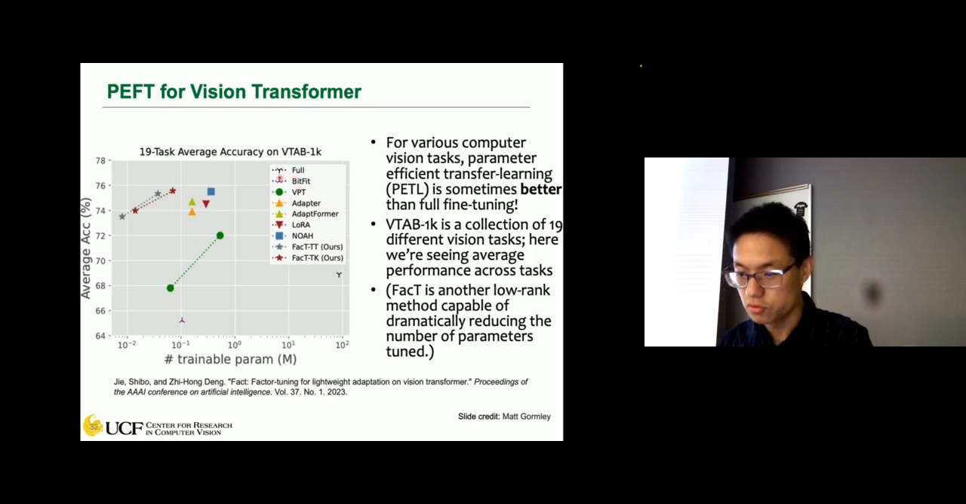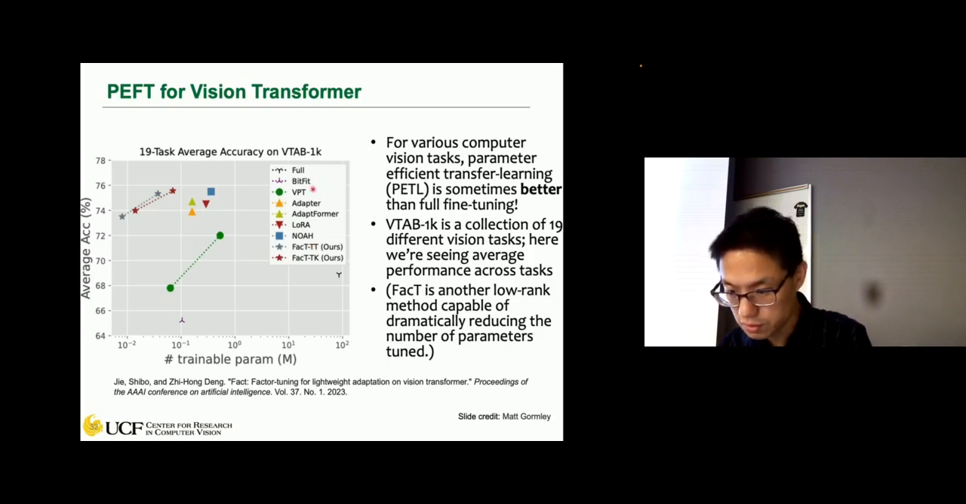Let's use full fine-tuning as a reference. It's down here. You have the highest number of tunable parameters because you fine-tune the entire network, and the average accuracy across all these 19 tasks is below 70%. We can also check other efficient fine-tuning methods. You have visual prompt tuning, you have the adapter-based approach, you have LoRA or maybe some other methods, and this FACT, which is their proposed method.